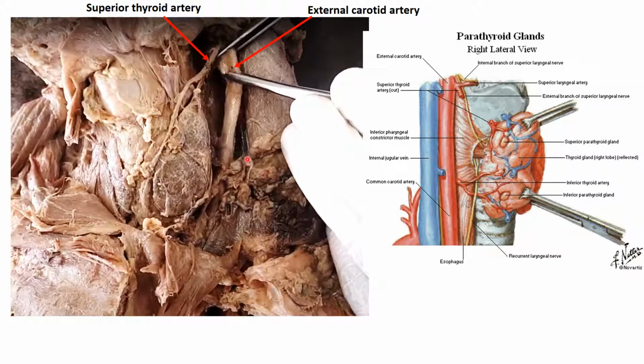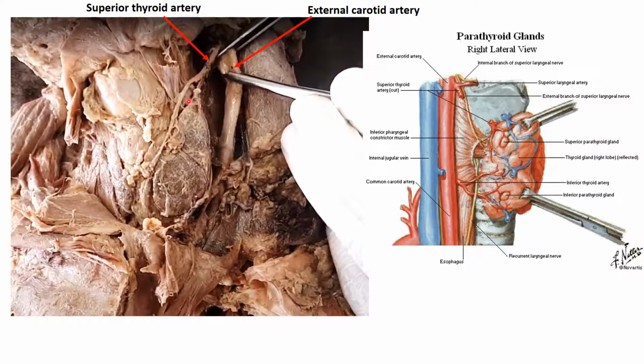Now as you can see, this is the apex of the thyroid gland, which is in relation to important structures. You can appreciate this artery is the external carotid artery. The anterior branch of this artery is the superior thyroid artery. The superior thyroid artery is related to the apex of the thyroid gland, and here it divides into one descending branch and one posterior branch. This descending branch runs along the anterior border of the thyroid gland.